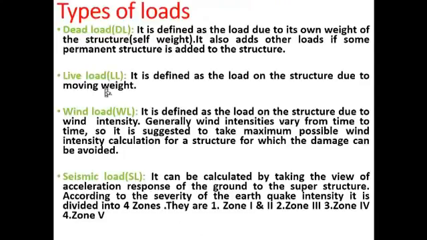Types of loads: dead load, live load, wind load, and seismic load. Dead load. It is defined as load due to its own weight of the structure. Live load. It is defined as load on the structure due to moving weight. Wind load. It is defined as a load on structure due to wind intensity.